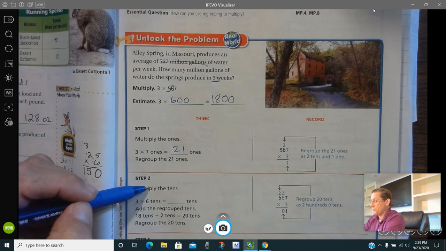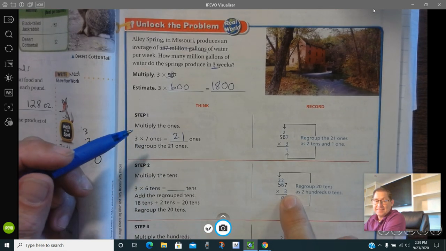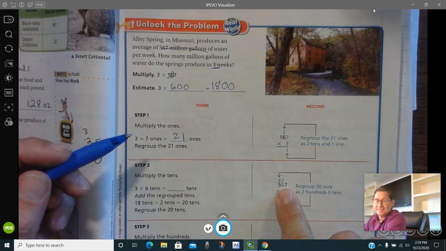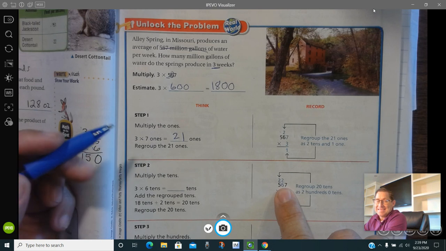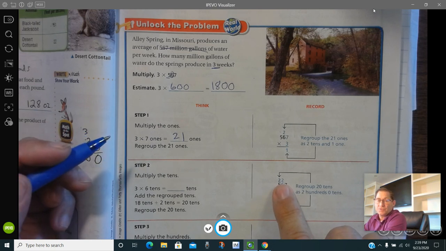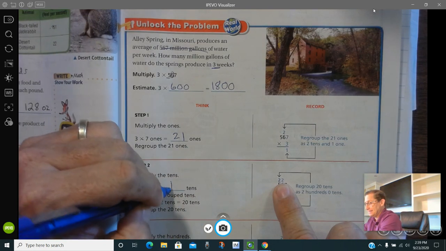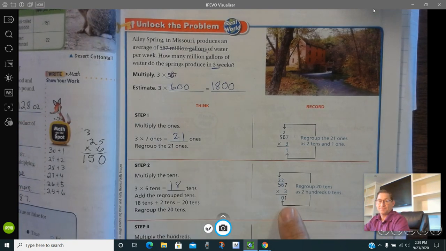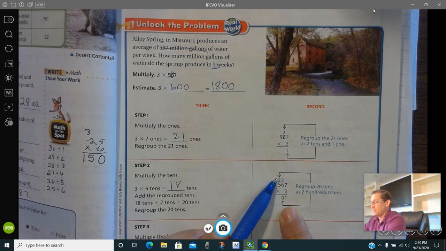Okay, so step 2, now we're going to multiply the tens. Here we have 3 sets of 6 tens plus the 2 regrouped tens. So let's multiply first. 3 sets of 6 is 18 tens plus 2 more tens is 20 tens. So 20 tens, you notice we have the 0 in the tens place, and we regrouped the 20 tens as 200s.